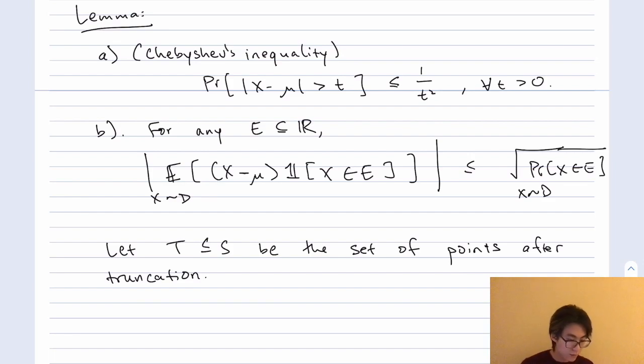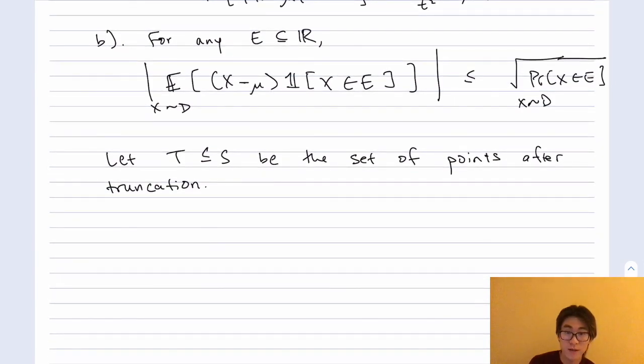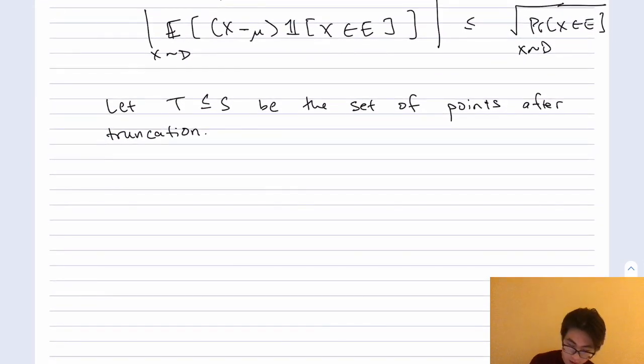Okay, so now what I'm going to do is the following. I want to argue about the set of points after truncation, and again there is a key claim here that will essentially give us everything that we want. And the claim is as follows.